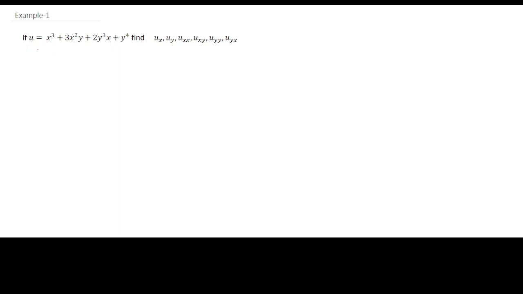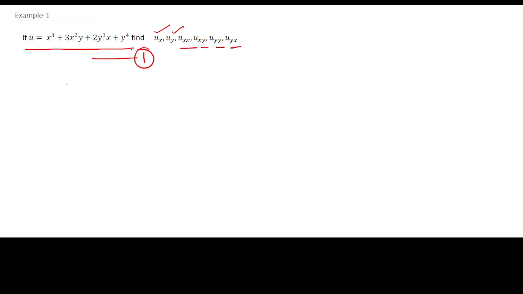Now here the function given is u is equal to x cube plus 3x square y plus 2y cube x plus y raised to 4. Now we'll find first order partial derivatives, then second order partial derivatives one by one. So let us say the given equation as 1.